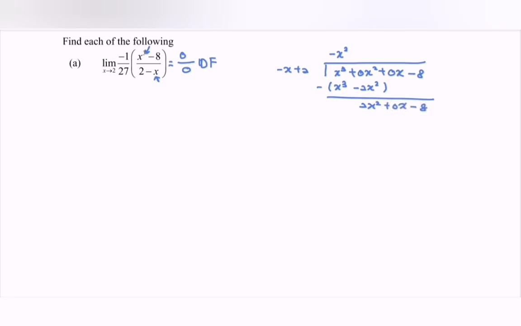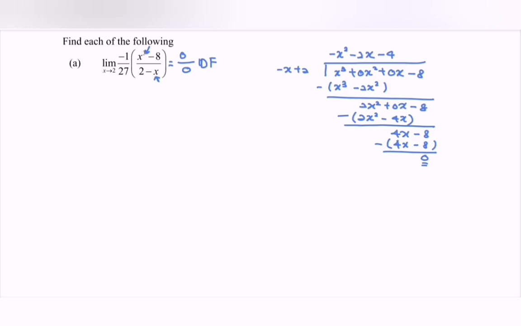Then we have the negative 2x. So here we will have 2x squared minus 4x. Simplify, we have 4x minus 8. Then we have negative 4. So we have 4x minus 8. So the remainder will be 0.